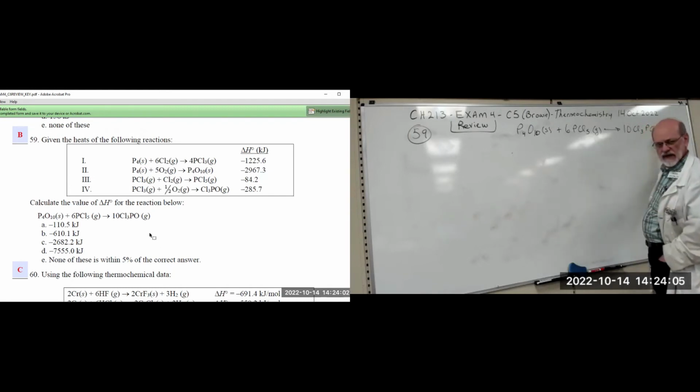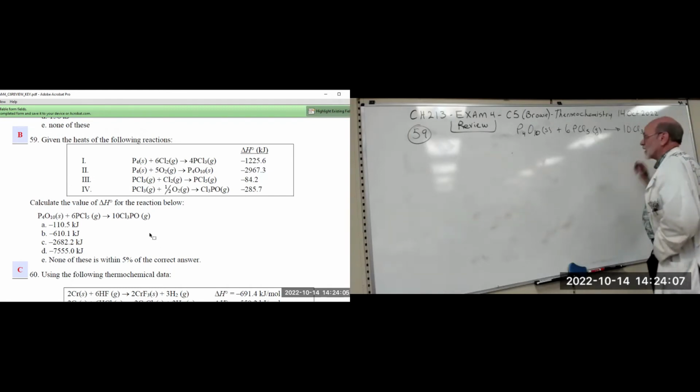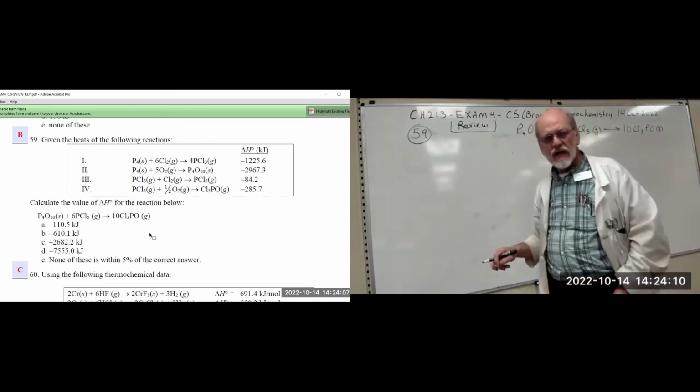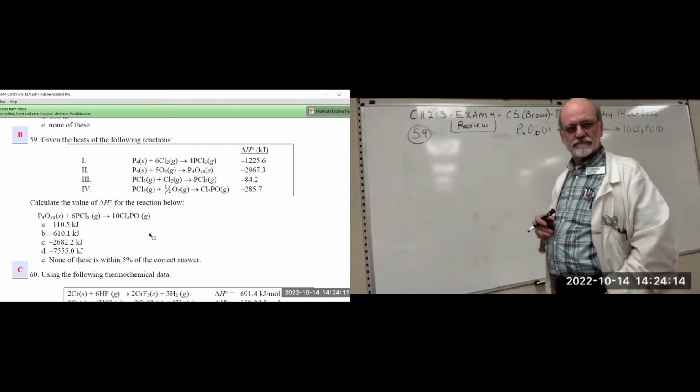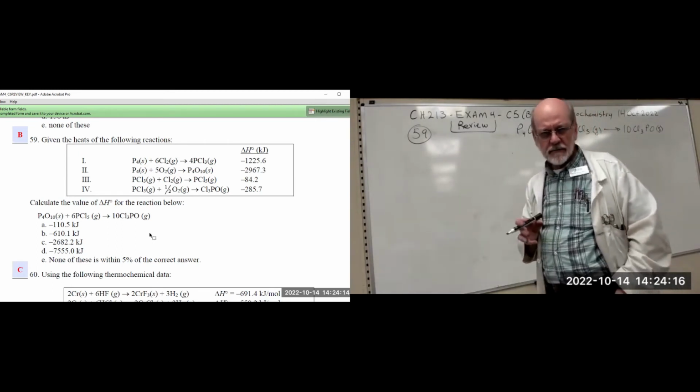Cl3PO. And that is also a gas. Okay. So here are the reactions we have to work with. Roman numeral 1. Let's look at it first.